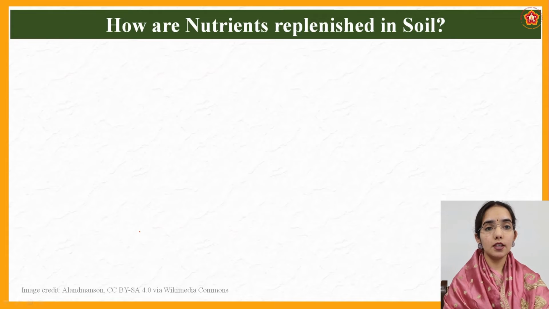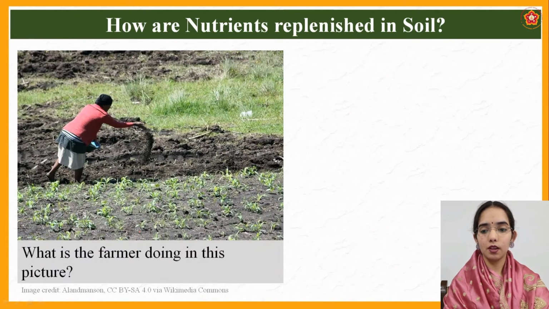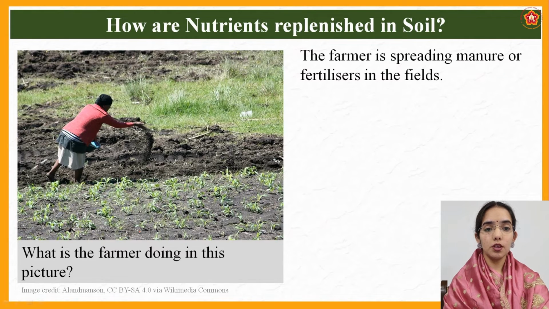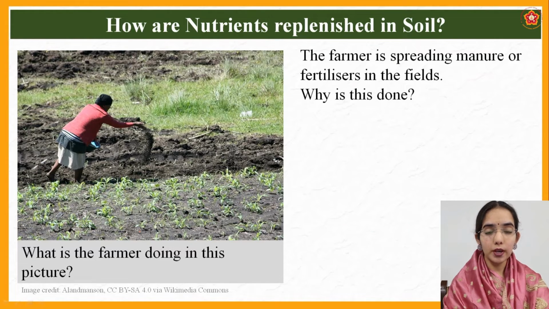How are nutrients replenished in soil? What do you see in this picture? Why is this farmer putting manure in the soil? The farmer is spreading manure or fertilizer in the fields. Why is it done? I'm sure you know it, so that the soil again becomes rich in nutrients.